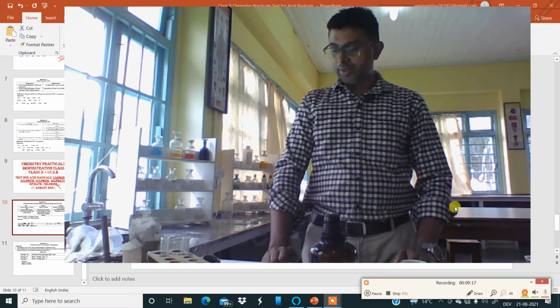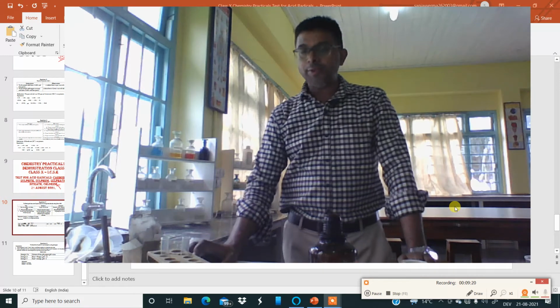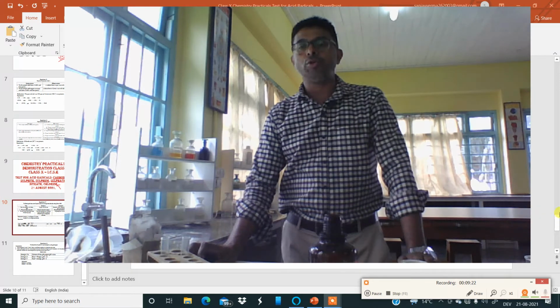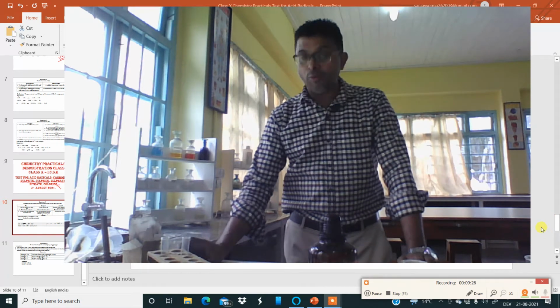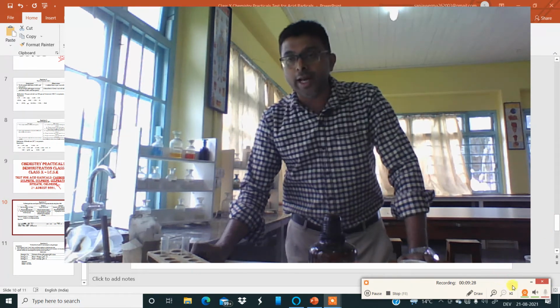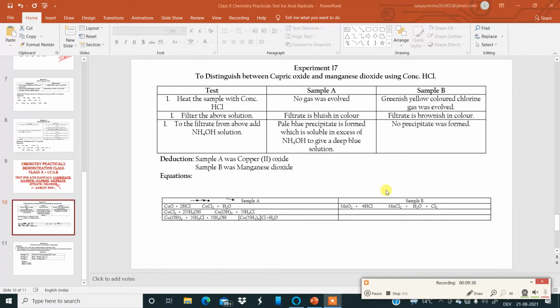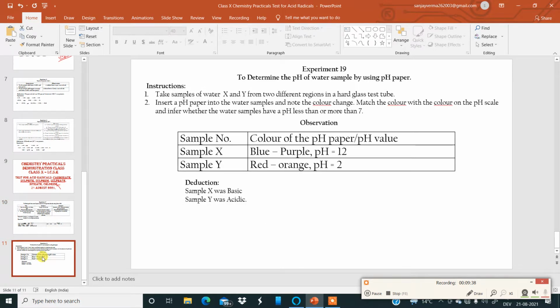hydrochloric acid. Now, my dear students, let me share the screen and show you the instructions for the next experiment, that is experiment number 19, where we are going to see the test to determine the pH. Have a look at your screen. On your screen you can see experiment number 19, to determine the pH of water sample by using pH paper.